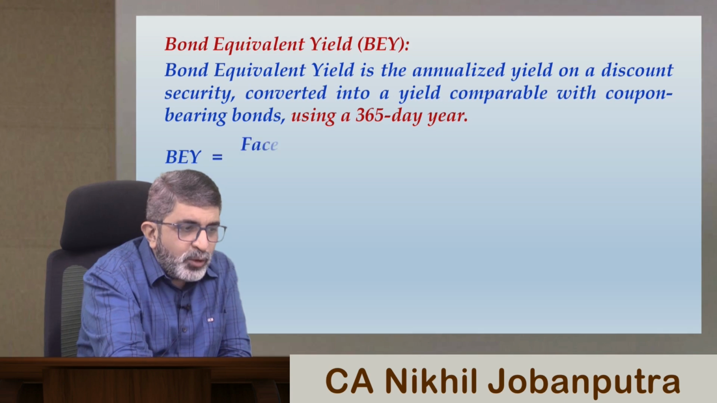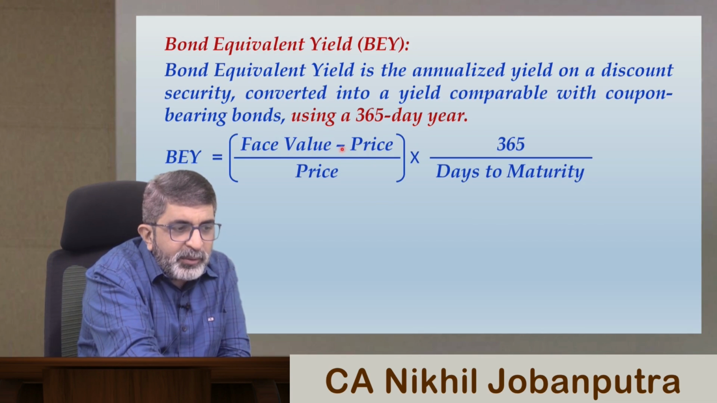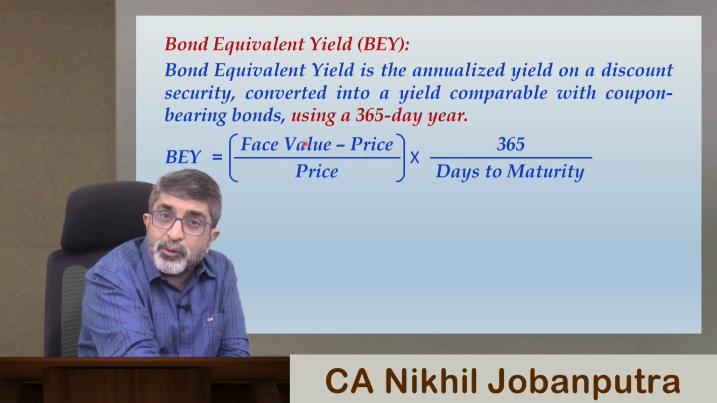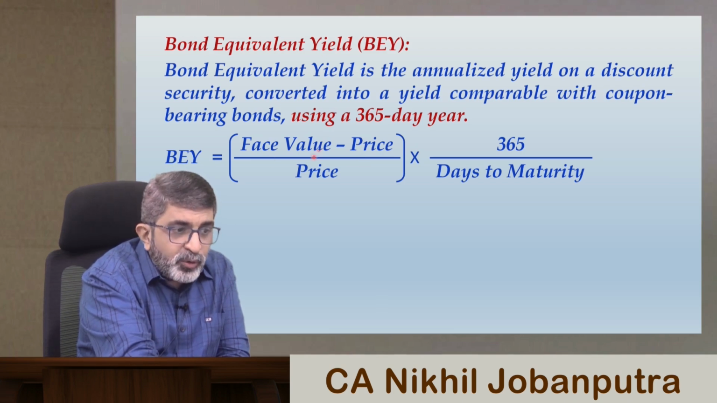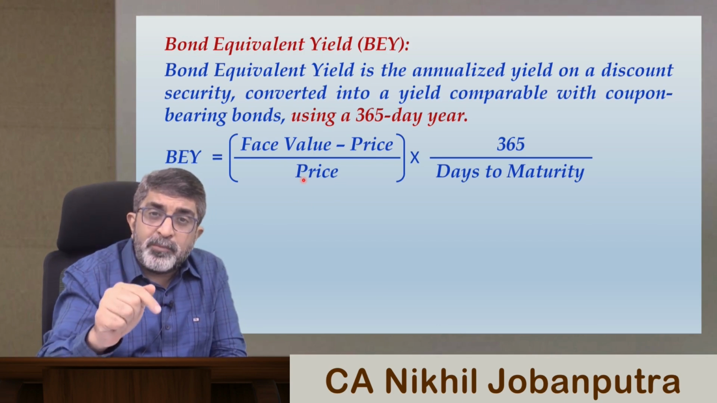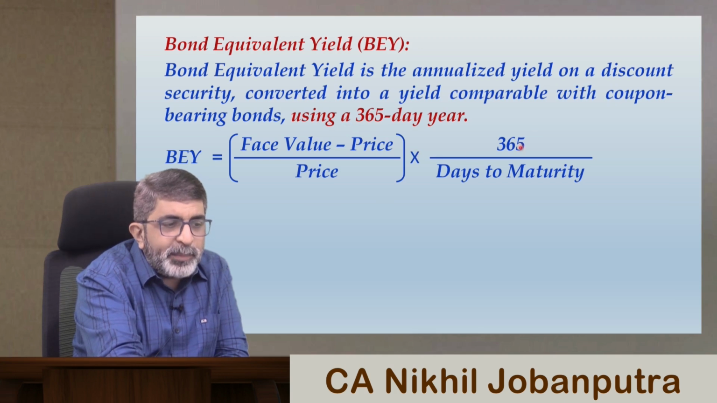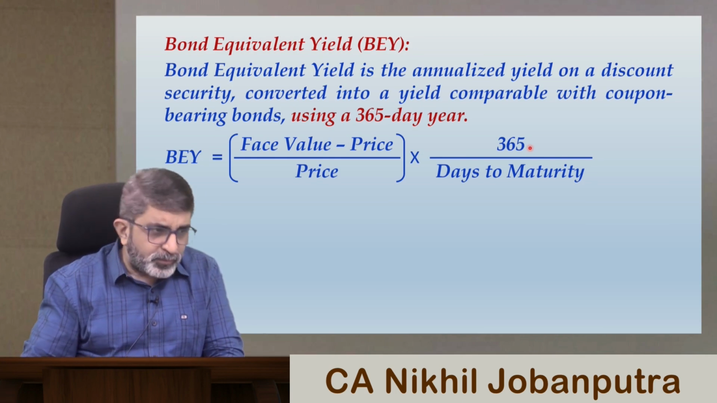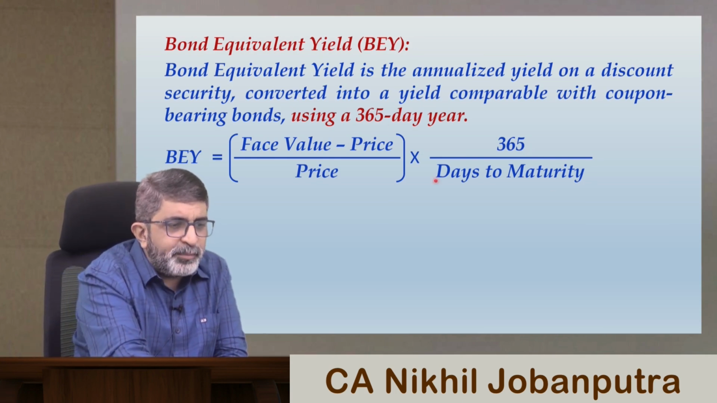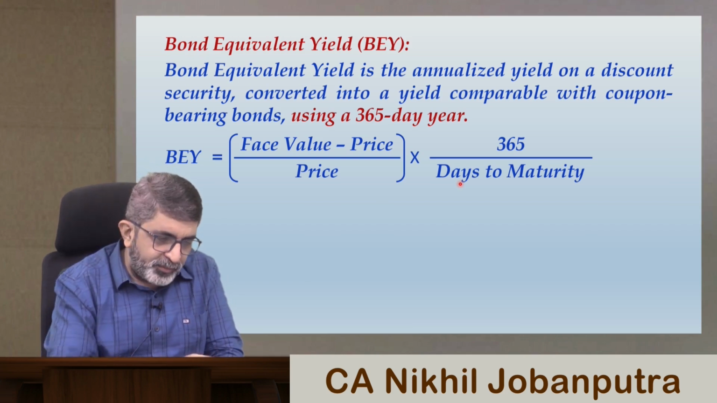And the second thing that you need to understand, BEY or bond equivalent yield will be the difference between face value and the price. So face value in my example was $1,000, current price was $980. So that difference will be $20, but it will be divided by the amount of money that you are investing now, that is $980. That will be multiplied by 365 divided by days to maturity. And of course, if you want the result in percentage, you multiply by 100. Otherwise, you will be getting the yield in absolute terms.